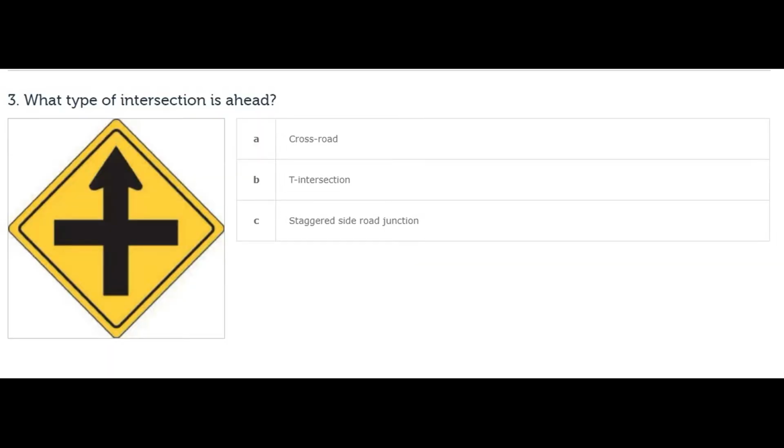Question 3. What type of intersection is ahead? A. A crossroad. B. A T intersection. C. A staggered side road junction.